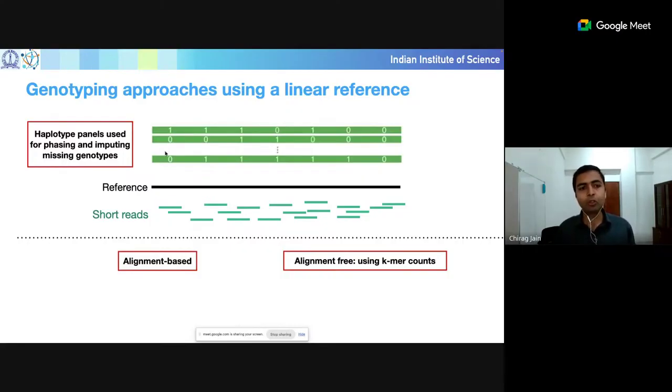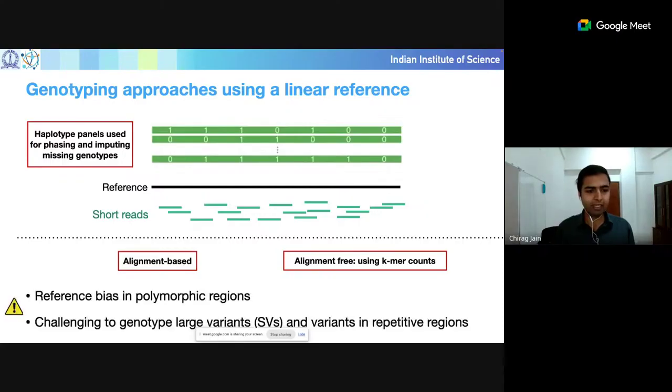But all these solutions use a linear reference genome, which has limitations. We would face reference bias in polymorphic regions, such as the immunogenetic regions. And also, when we have short reads, it can be challenging to genotype large variants, especially structural variants, as well as variants in repetitive regions, because there alignments can be inaccurate and even K-mer counts can be ambiguous for repetitive regions. So this is a rough overview of how approaches work using a linear reference.